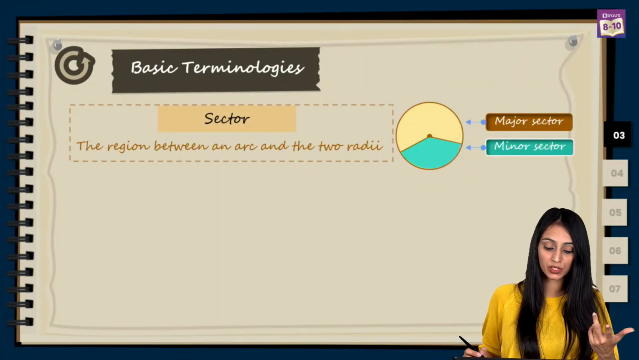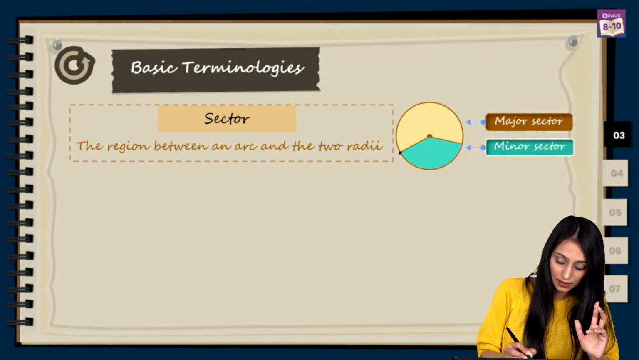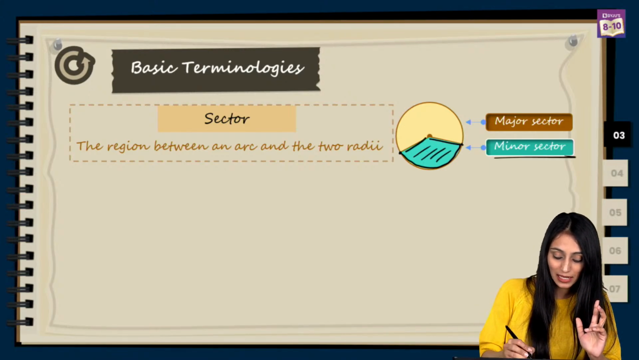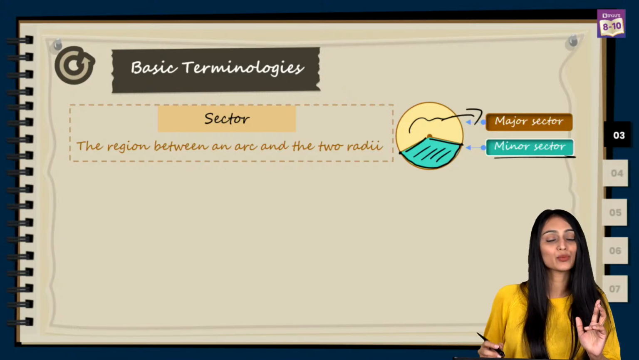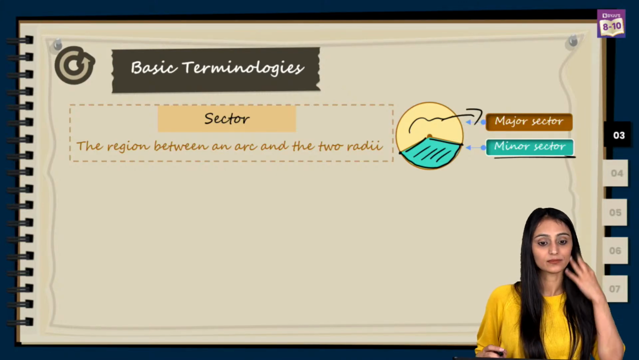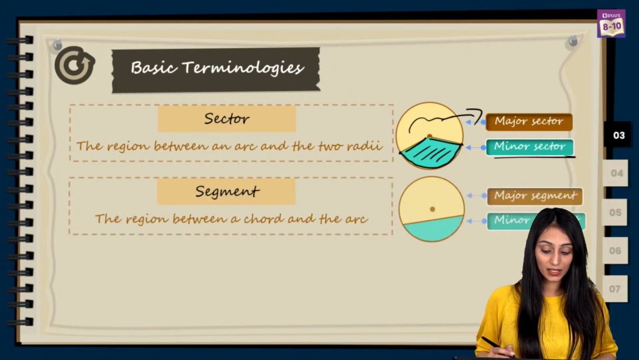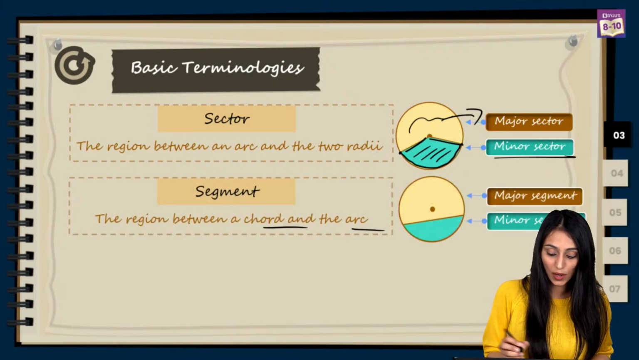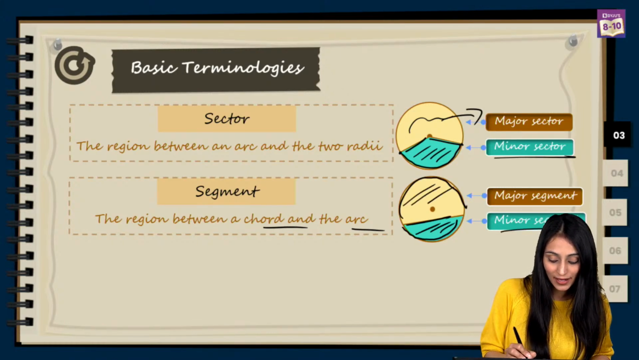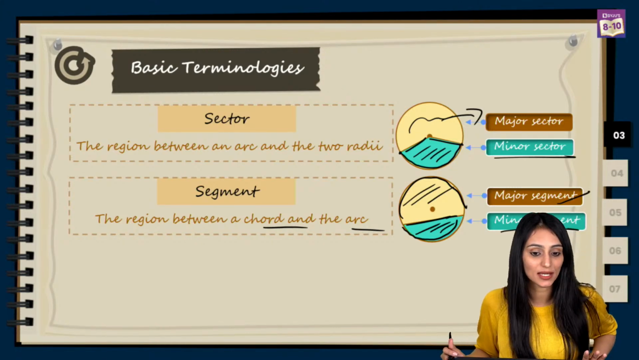So when you talk about a circle, the region between an arc, this is the arc, these are the endpoints of the arc, and the 2 radii, that's called the sector. So here you can see this is the minor sector, and this part over here is the major sector. Now similarly, what is a segment? It's the region between a chord and the arc. So this is the arc and that's the chord. This is the minor segment. And this region over here between this arc and this chord, that's called the major segment.